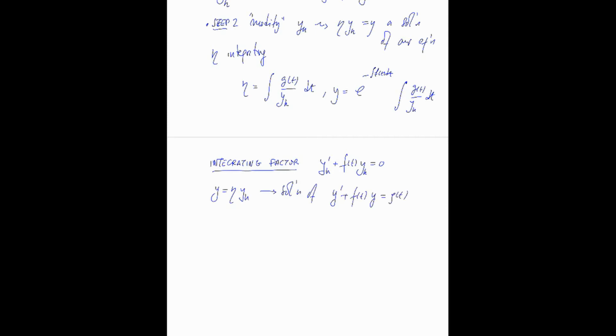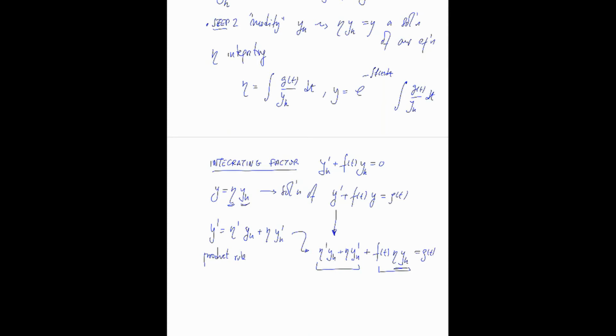So let's see, if I compute y prime here, this is going to be a function of t, and this also, so I have to use the product rule. So what do I have? I have eta prime yh plus eta times yh prime. Okay, and we wanted to solve this equation, so we plug this in here, and we have eta prime yh plus eta yh prime plus f of t times eta times yh. This should be equal to g of t.